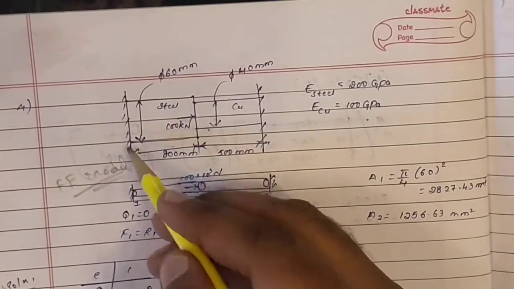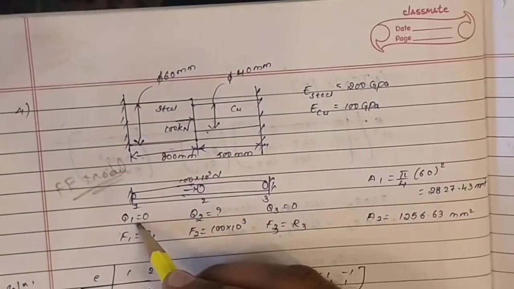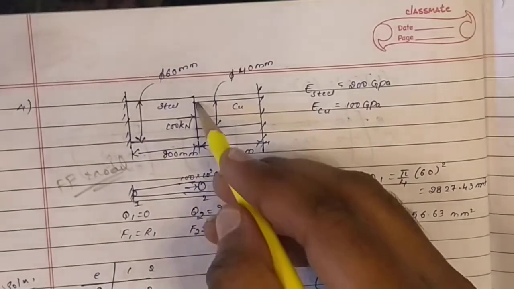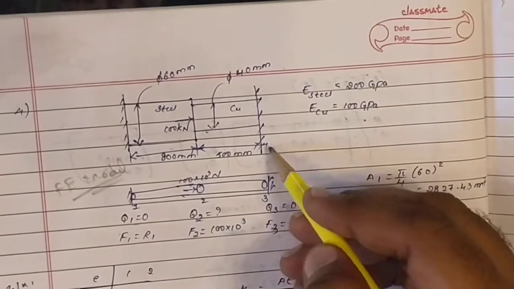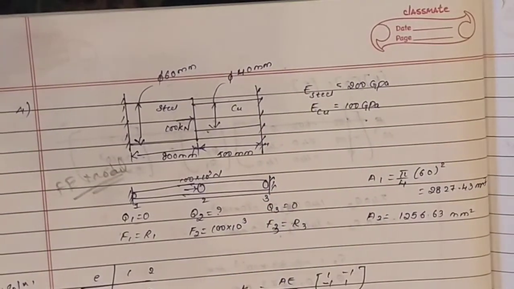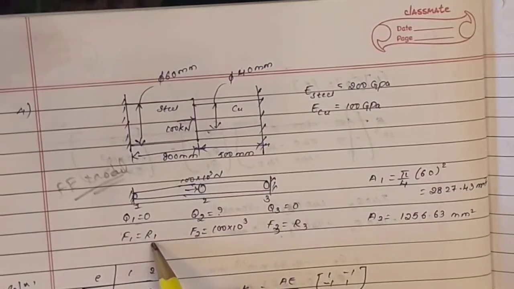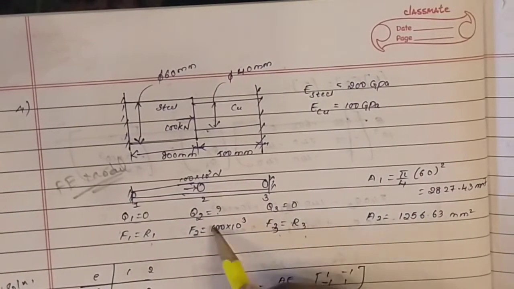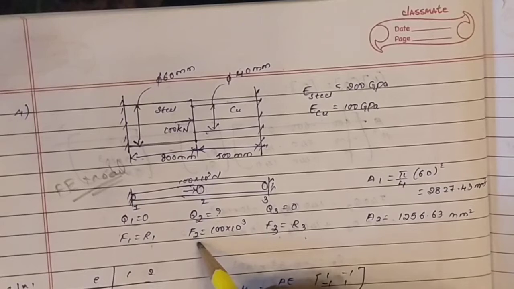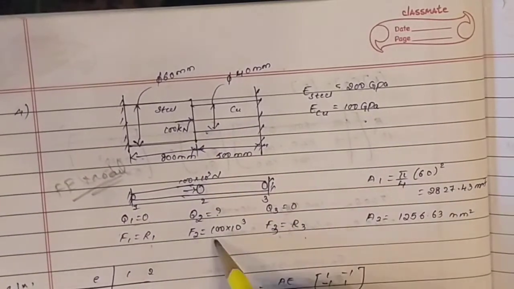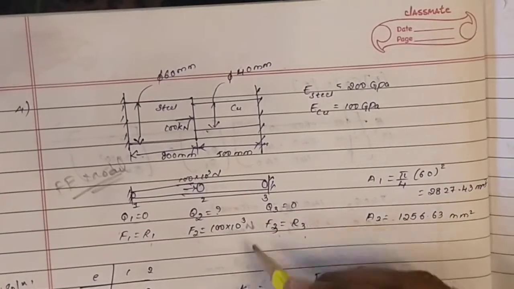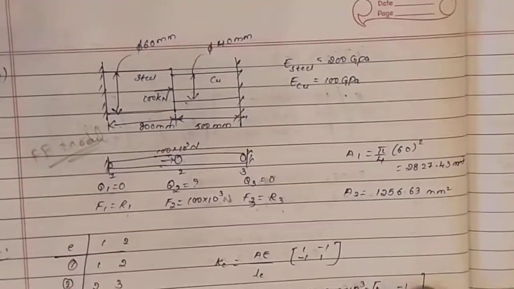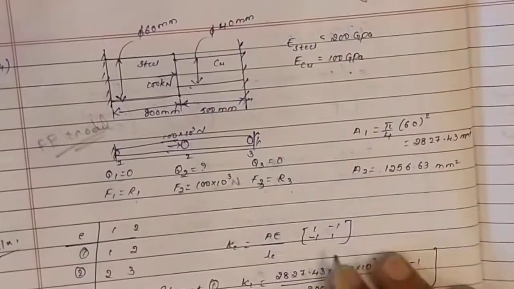Q1, the first node is completely fixed, so Q1 is equal to 0. Q2, the second node is not fixed, so Q2 we have to find out. Q3, the third node is completely fixed, so Q3 is equal to 0. Wherever there is a 0, write the reactions R1 and R3. Next, F2 is left out. F2 is a force given in the positive x-axis, that is 100 kilonewton, so 100 into 10 power 3 Newton.